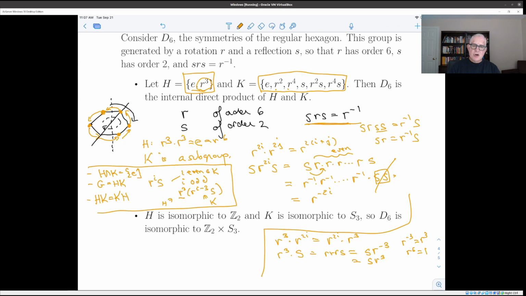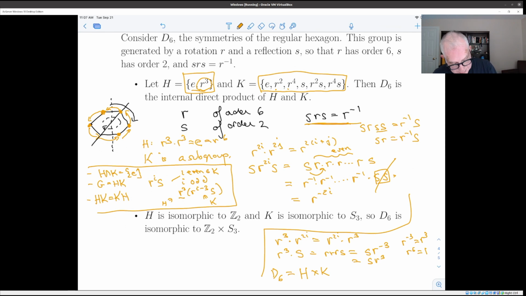For those of you that did the homework problem involving the center of a group, what we've actually proved here is that H is the center of the dihedral group with 12 elements, the dihedral group of the hexagon. So we've checked all three properties, and we conclude that the dihedral group for the hexagon is actually a product of a group of order 2 and a group of order 6.